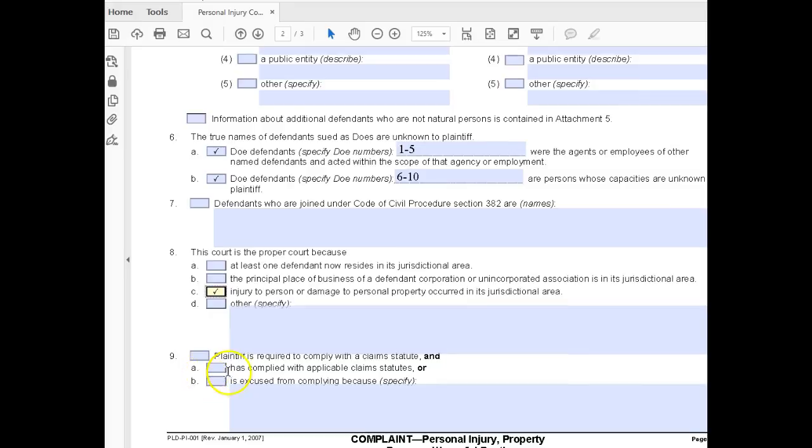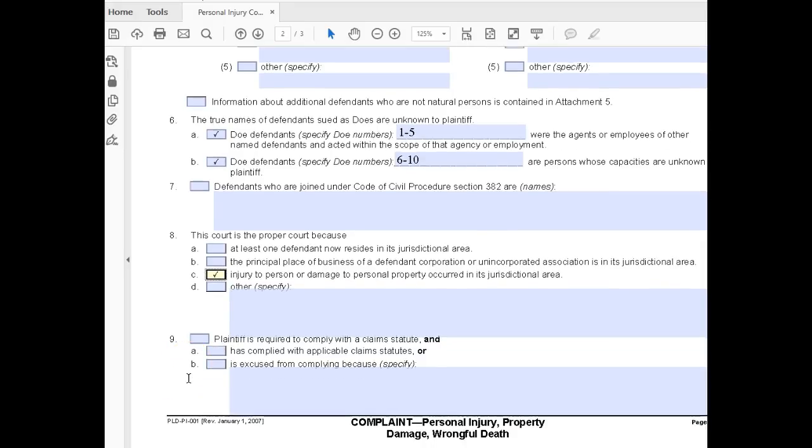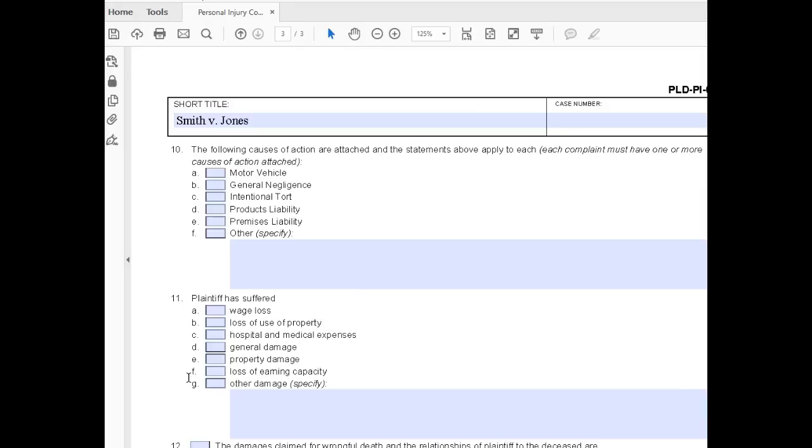Now, next one is plaintiff is required to comply with a claim statute. That's only required if you're suing the government or a government agency. We are not suing a government agency at this point, so we're not going to click on that. If you were to click on that in the complaint, I would take off points for extraneous allegations that are not true. So don't put those in there.